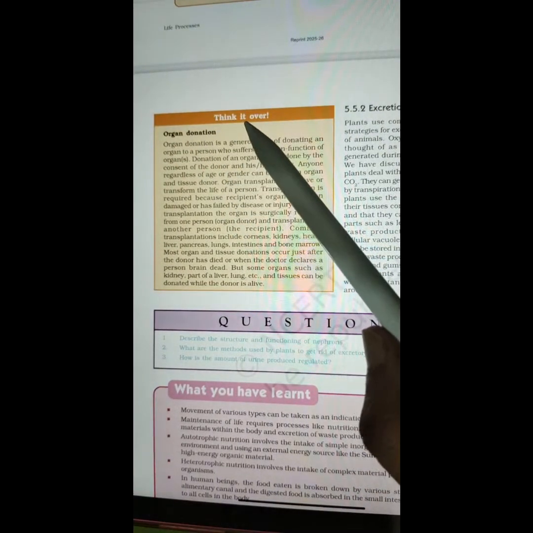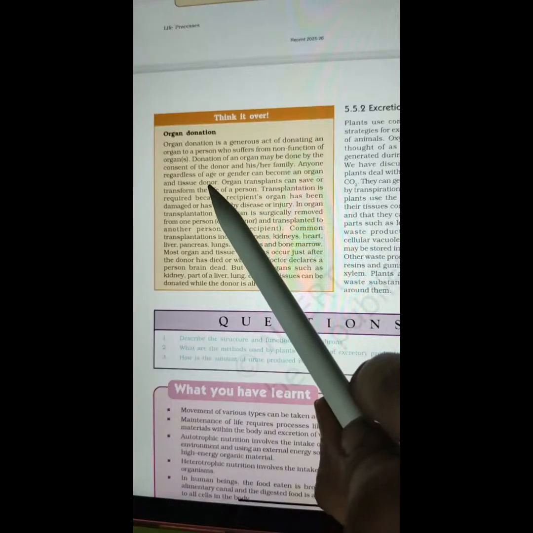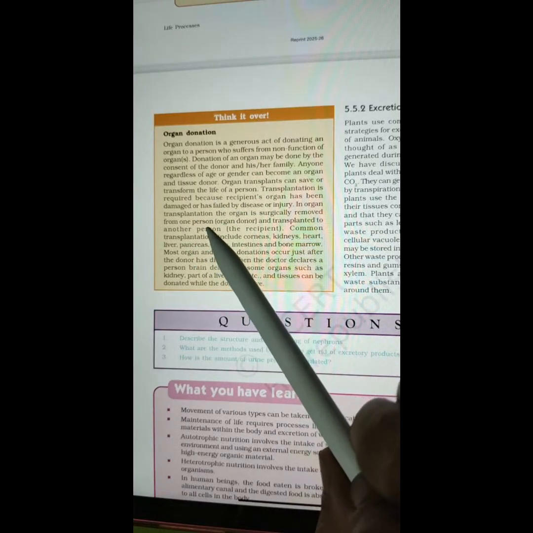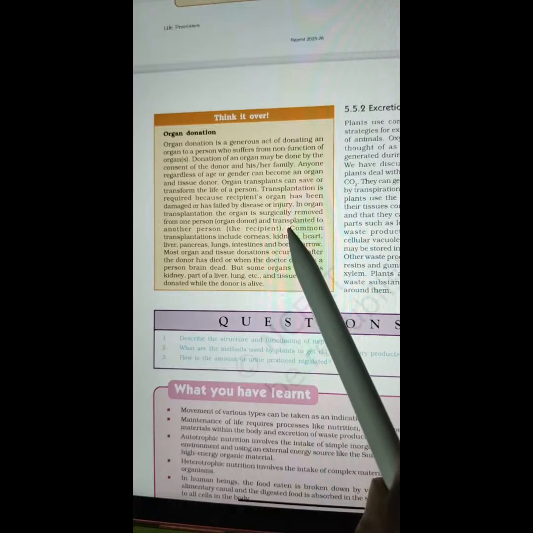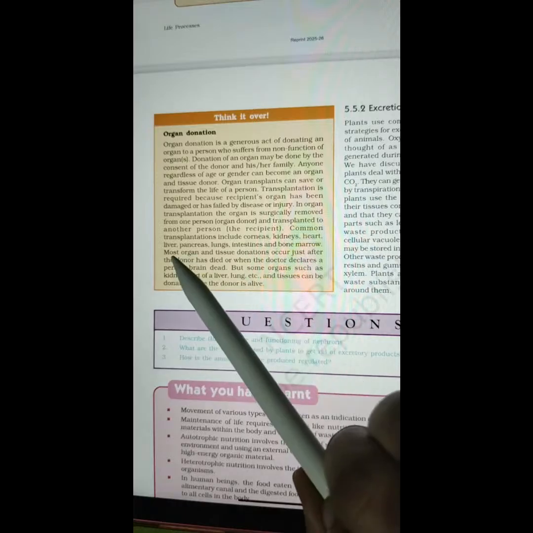Organ donation, donor, transplantation, surgically, recipient, liver, pancreas, lungs, intestine, bone marrow. Excretion. Raisins, gums, xylem.